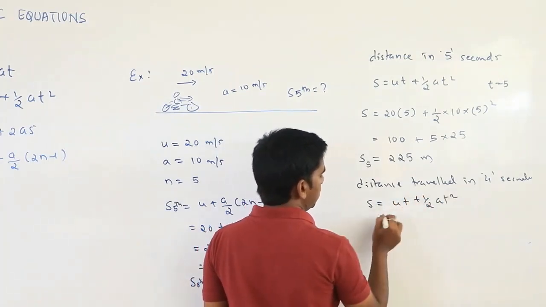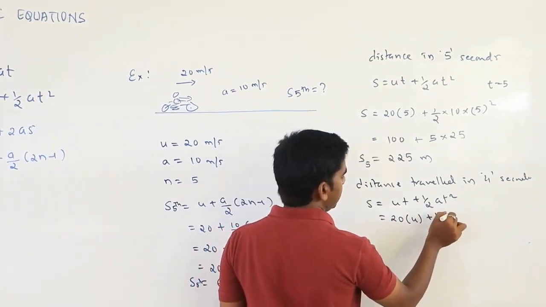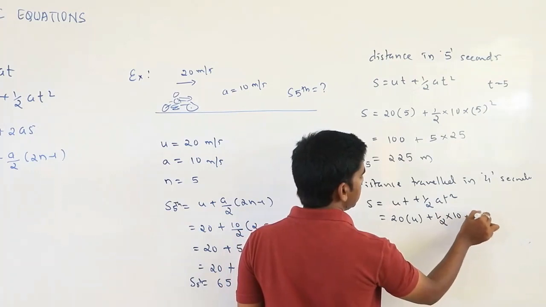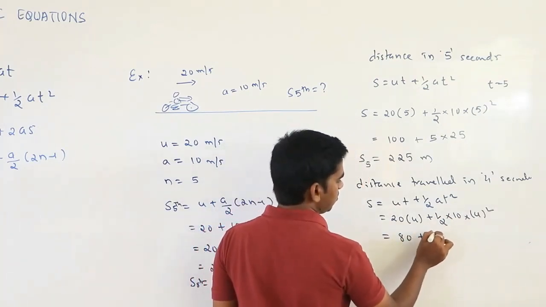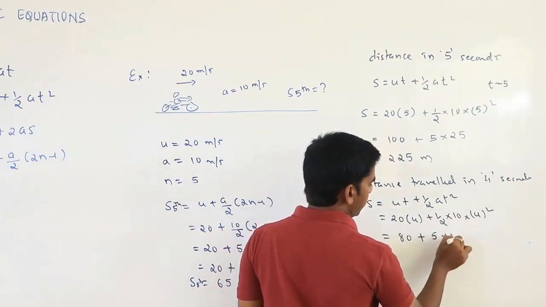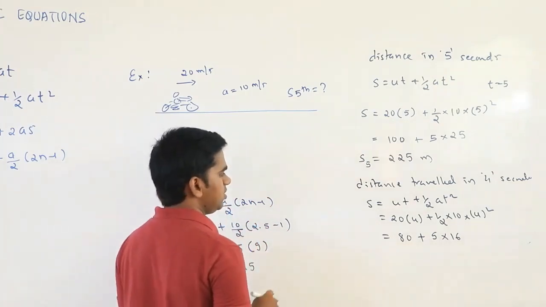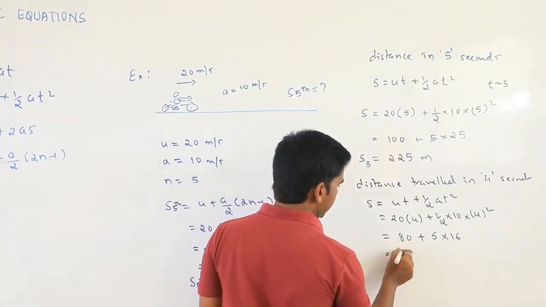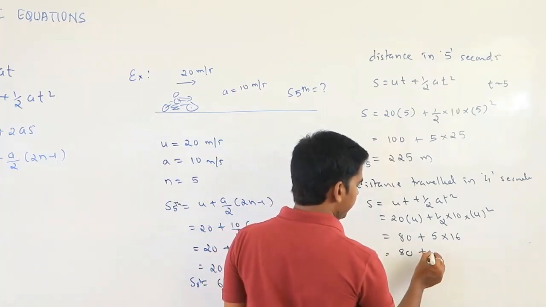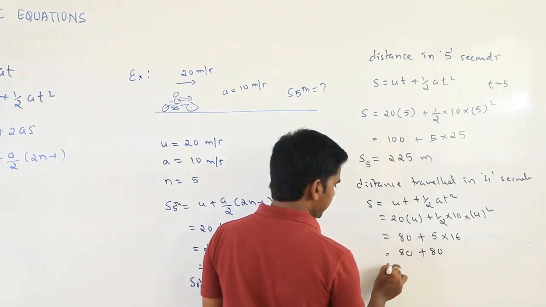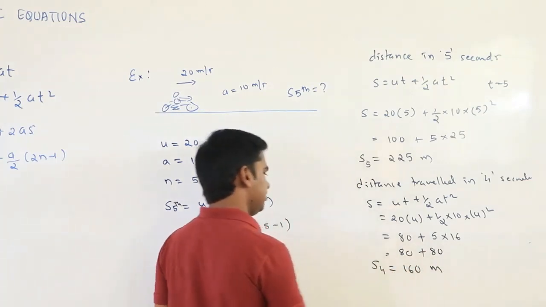So what is u again? 20. t is 4, plus half, a is 10, and this is 4 square. So 20 into 4 is 80, and this is 5 into 16, so 80. So this will also become 80. So the total will be 160 meter. This is the distance traveled in 4 seconds.